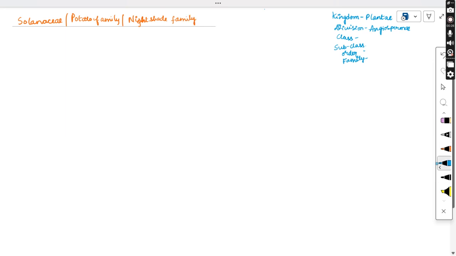This family belongs to the kingdom Plantae, division angiosperm, class dicotyledonae. The dicot type of seeds, non-endospermic seeds usually present, but we'll be discussing what type of seeds are present in this. There are some exceptional cases. Subclass gamopetalae. Gamo means fused. All the petals are in fused condition. Order is Polemoniales and the family is Solanaceae.